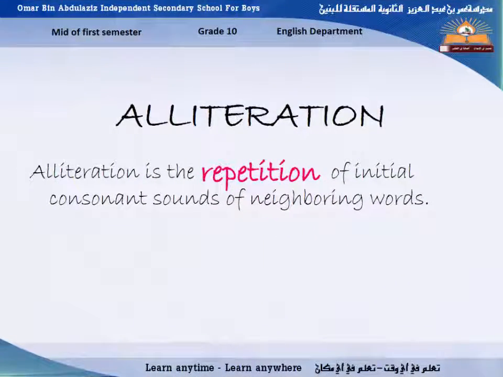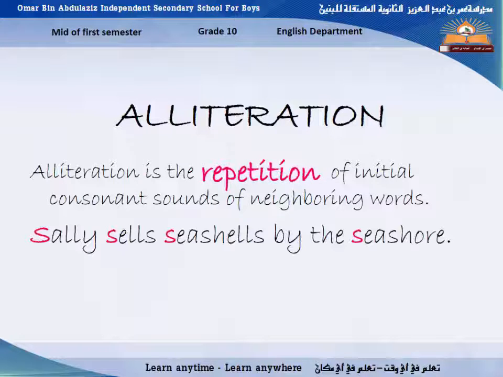Alliteration is the repetition of initial consonant sounds of neighboring words, or in other words, it's the repetition of the consonant sounds that come at the beginning of some words in the same line. Sally sells seashells by the seashore.